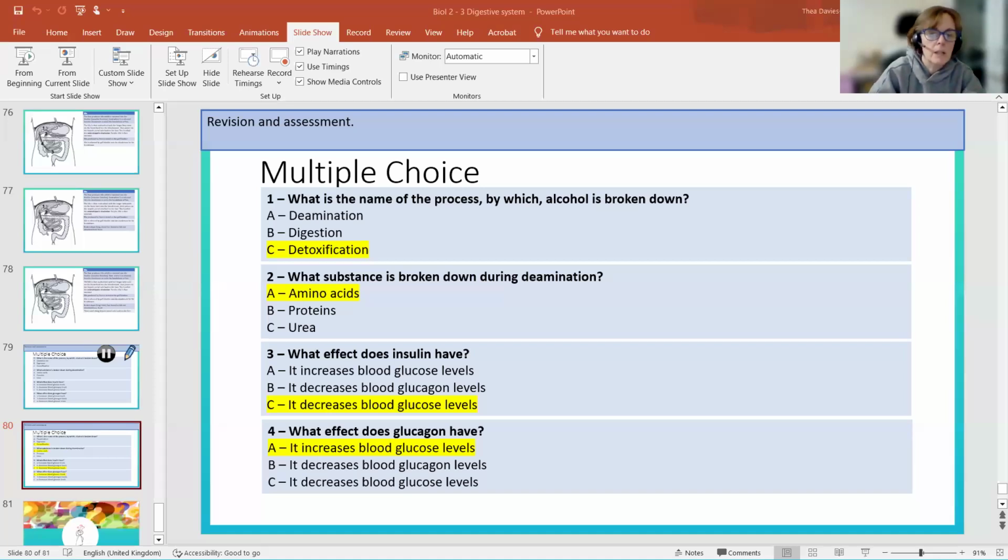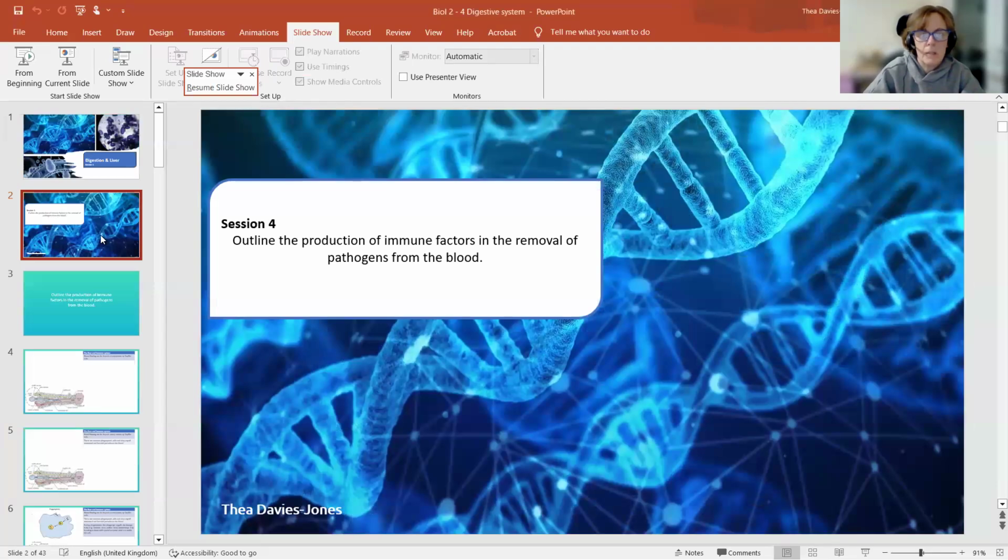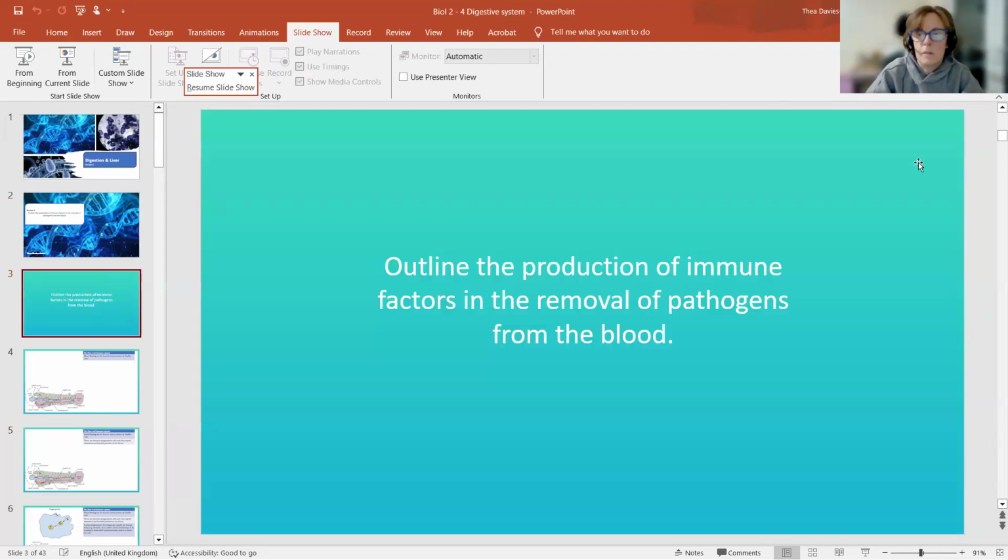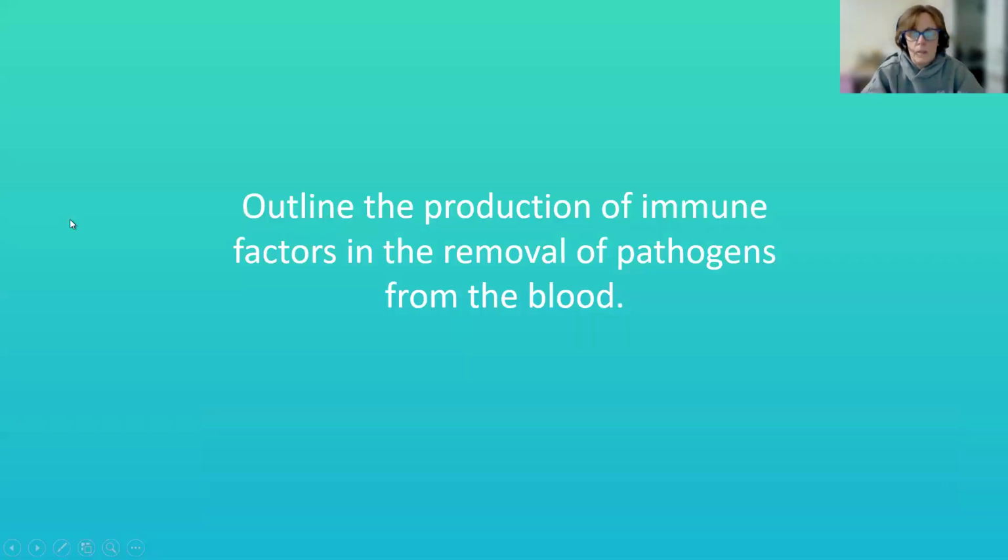Right. Okay. Let's have a look at the next bit. So outline the protection of immune factors and removal of pathogens from the blood. So the liver has also got an immune role, and it is one of the sites of antigen presentation, which we will talk about later on when we get onto the immune system. So that's a really key role for the immune system.